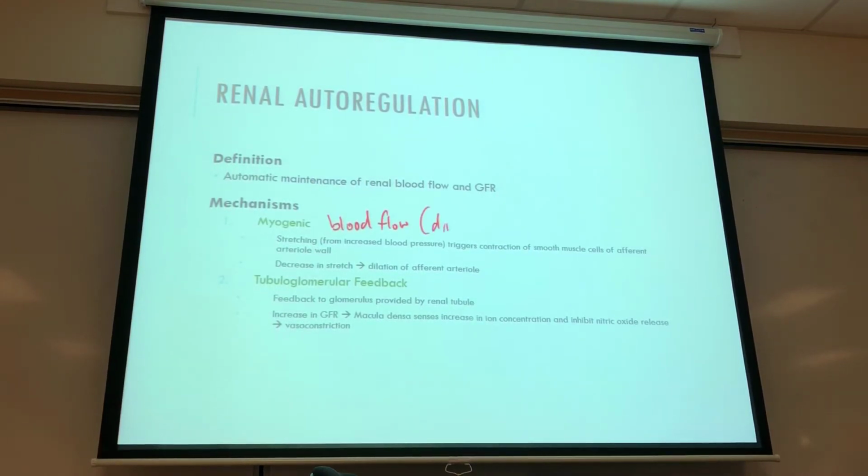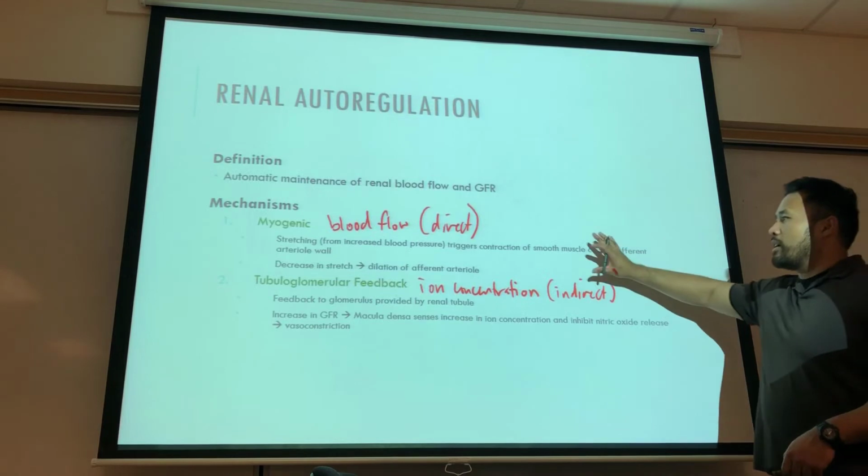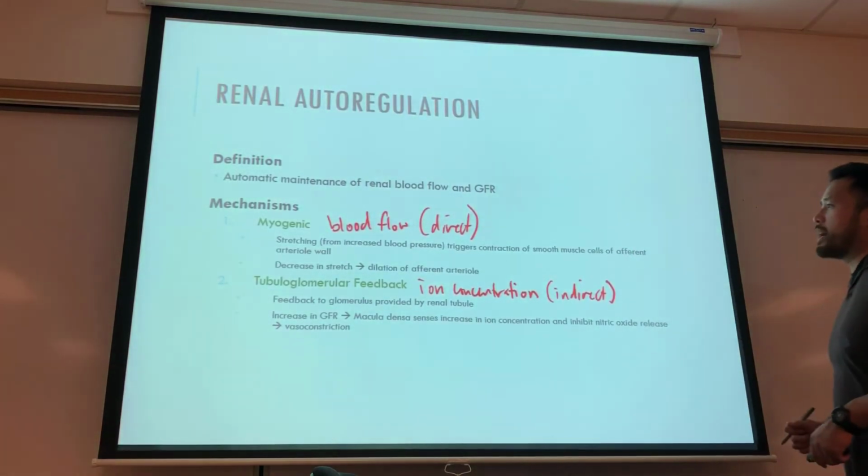And blood flow would be direct in this case. This gives us ion concentration that will be able to infer the amount of blood flow. This is an indirect path. This is basically saying how salty is the urine, and depending on the saltiness will give us an idea of the amount of blood flow through the afferent arteriole. So the myogenic mechanism is entirely a negative feedback mechanism.